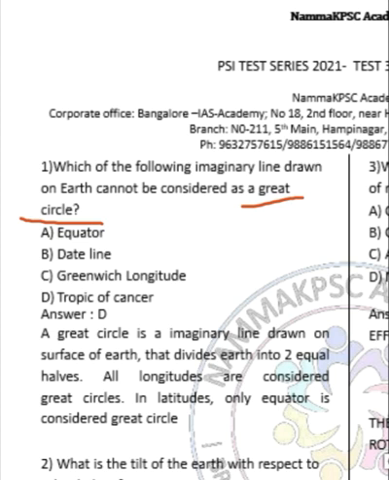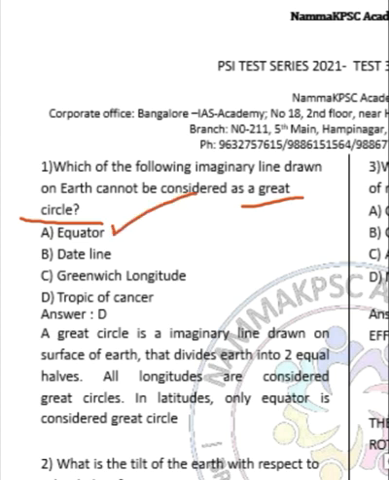equal halves. As you all know, longitudes start from one pole and end at the other pole. So all longitudes are great circles. Coming to latitudes, only the equator divides earth into two equal halves. So among latitudes, only the equator is a great circle. Now let us look at the options.